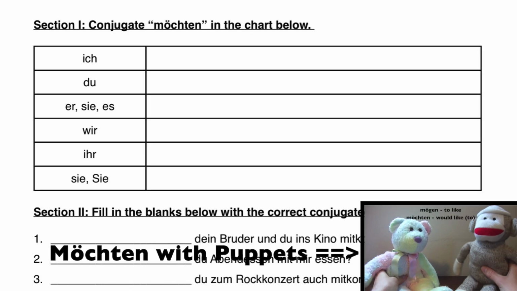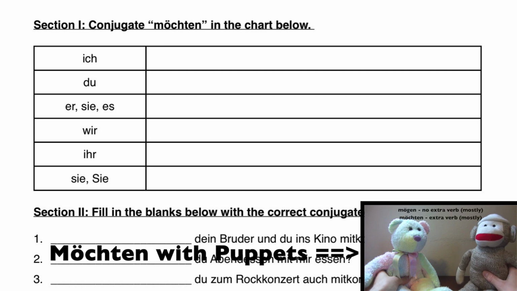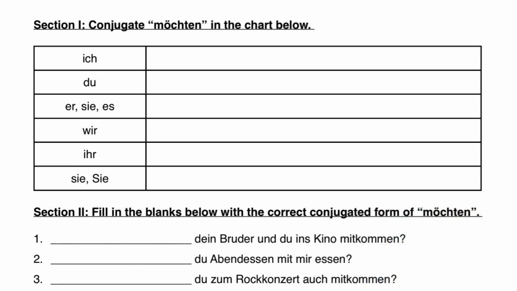Now the second half of today's video we're going to be talking about möchten. Möchten is actually the subjunctive form of mögen, and that just basically means that it's the hypothetical. So whereas mögen means to like, möchten means would like. As in, I would like this.